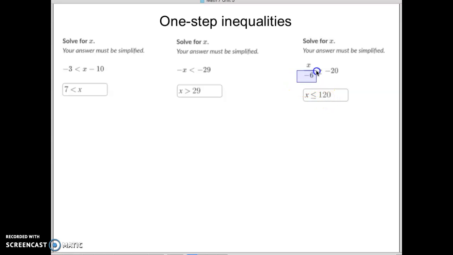Again, it's only when you multiply or divide by a negative. It's not when you add or subtract, because when you add or subtract, you add or subtract to specific points like this, and when you do that, you skip that sign. So hopefully that makes sense.